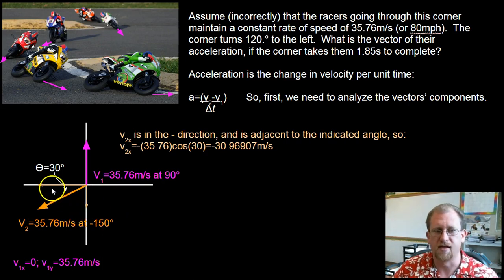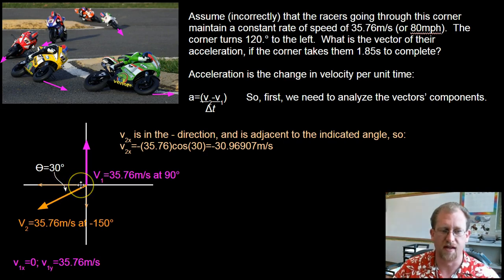This whole thing is 180 degrees, so it's easier to use this part of the angle as 30 degrees than it is to use all of this as 150, okay, for my triangle. So I'm going to use this 30-degree portion, and so this is the adjacent line, so I can use cosine. So the hypotenuse times the cosine of theta gives me this here. So negative 35.76 times the cosine of theta equals negative 30.96907, ridiculous number of digits, meters per second. Okay, so that is this component.